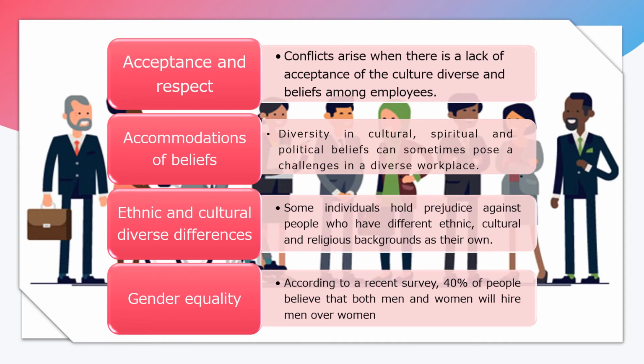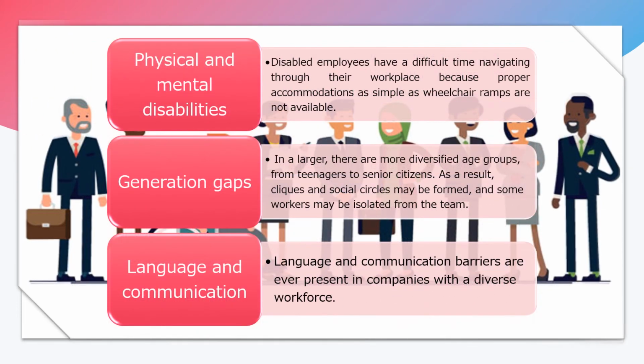Fourth is gender equality. According to a recent survey, 40% of people believe that both men and women will hire men over women. Employers need to prevent gender discrimination and maintain equality in terms of hiring, salaries, and opportunities. Other than that, in physical and mental disabilities, disabled employees have a difficult time navigating through their workplace because proper accommodations such as a simple wheelchair ramp are not available.